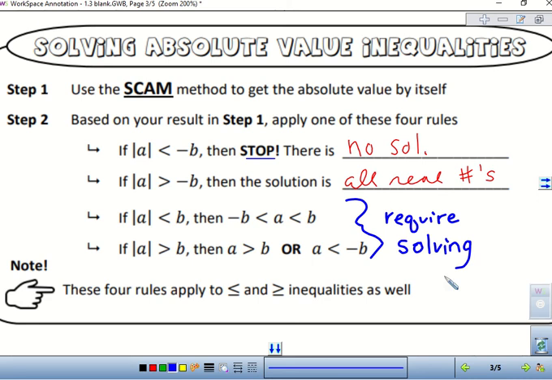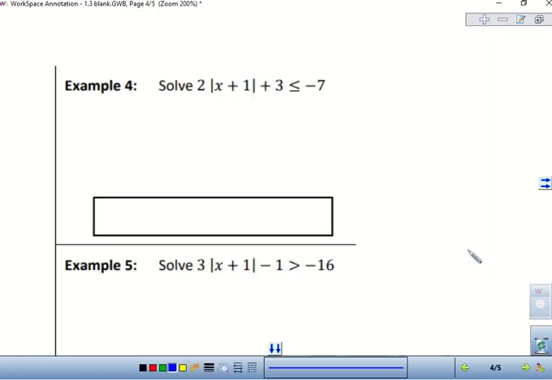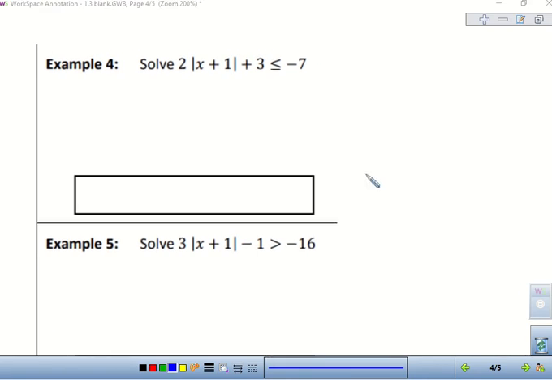Okay? So let's go ahead and try some examples together. We're going to do one of each type so that we can really see what happens each time. So the first type we're going to look at, the very first thing we need to do is isolate the absolute value. How do you suggest we do that here?